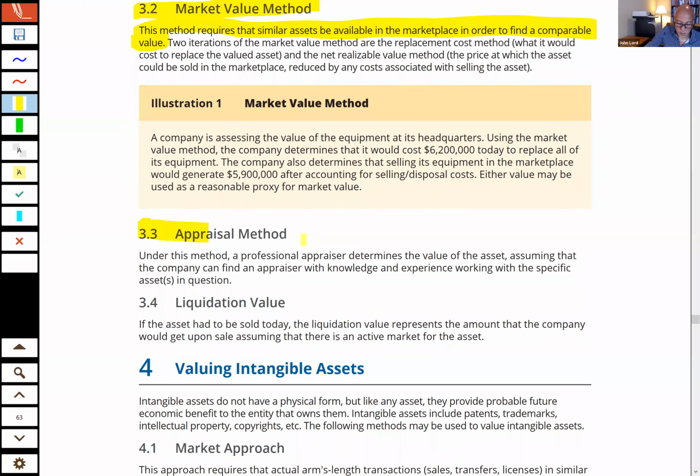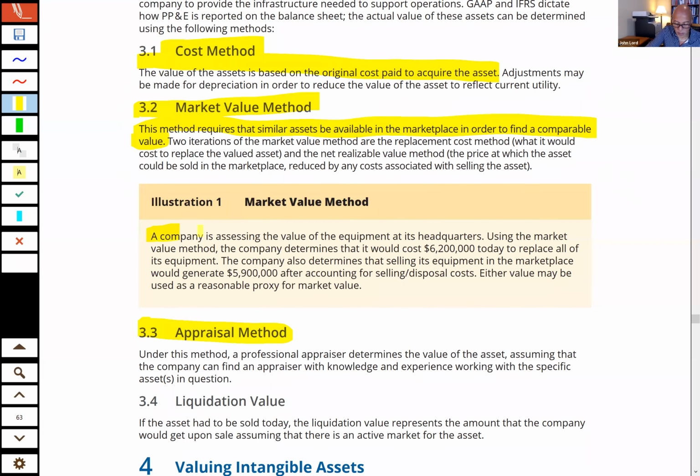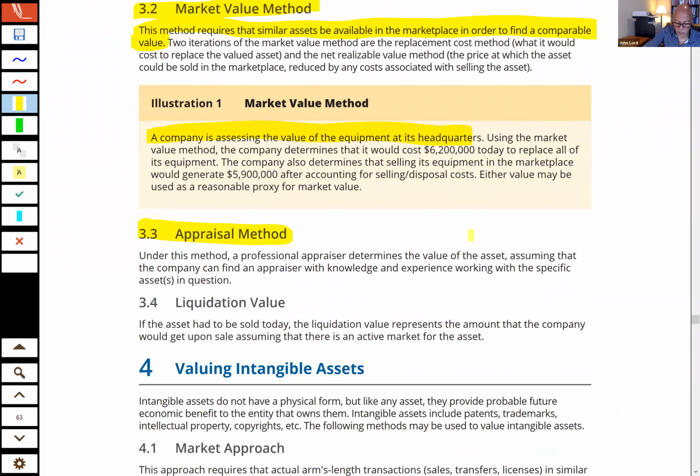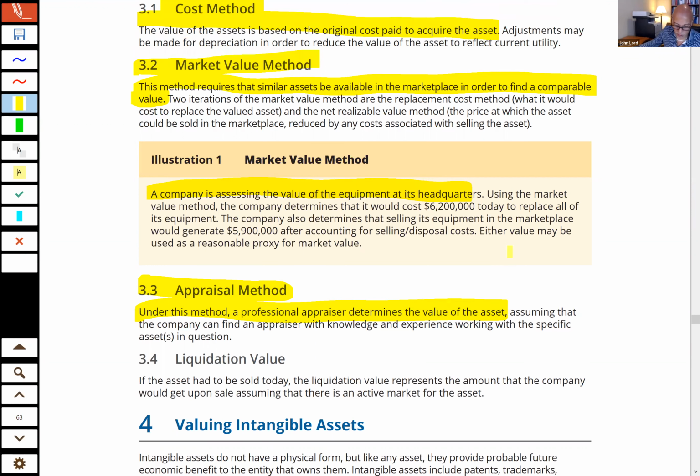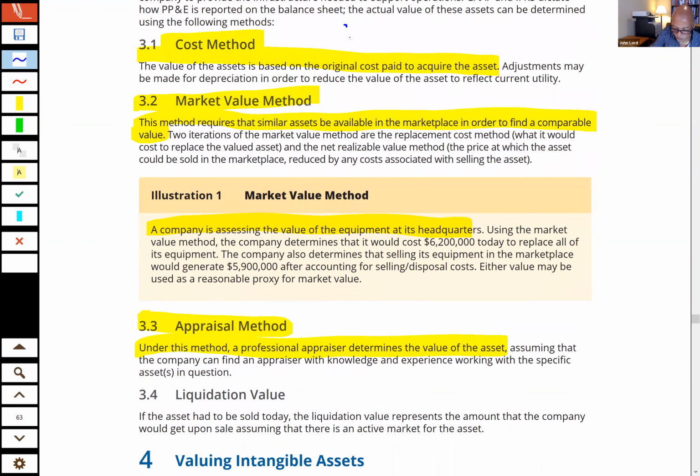Appraisal method, of course, this is not stocks per se. This might be more property, plant, and equipment, but we could look at something that is very similar, say a piece of equipment. Under the appraisal value method, a professional appraiser determines the value of an asset, and that might be an acceptable way to come up with the market value. Again, we're not worrying so much about our accounting for these assets as we are about how we will value them for different financial decisions. But you can flashcard those 3 methods.